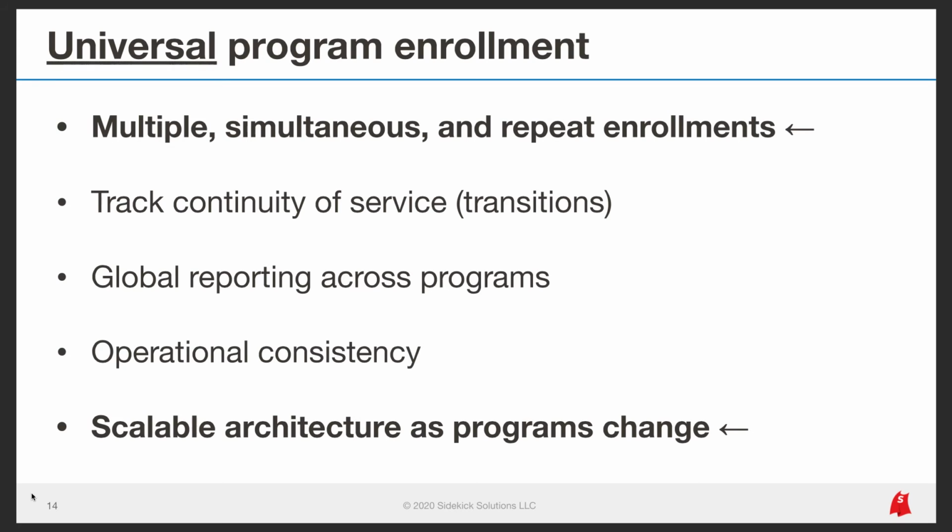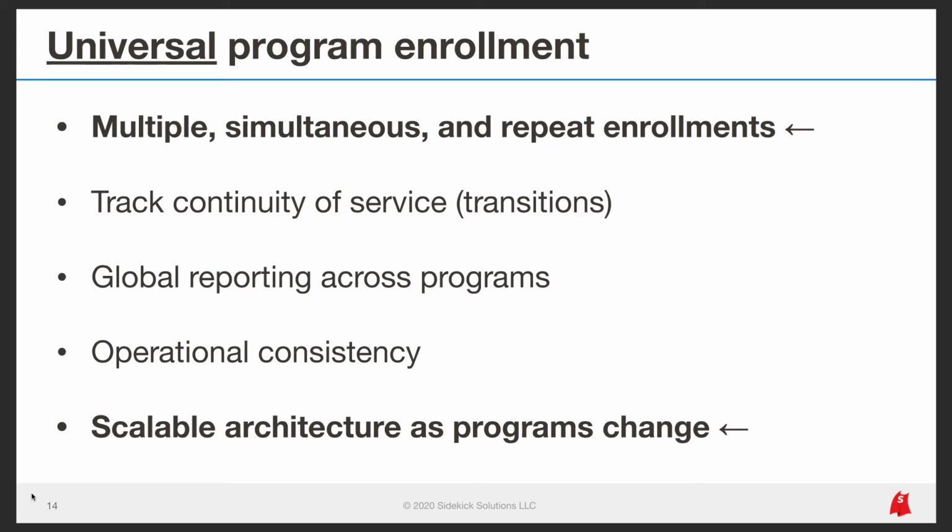And here are some reasons why. A universal enrollment form allows you to track multiple and repeat enrollments for the same participant, track and then report on continuity of service if a client moves across programs. You can report globally across the entire organization with specific reporting and filtering by program.